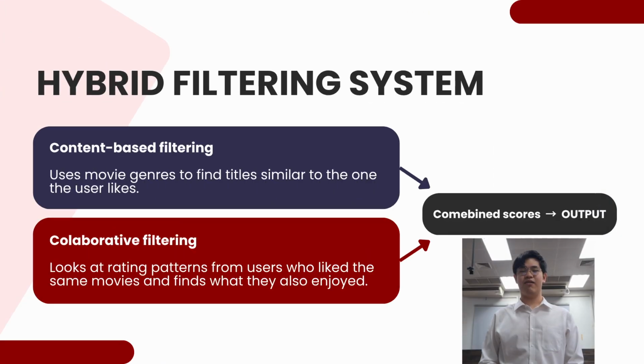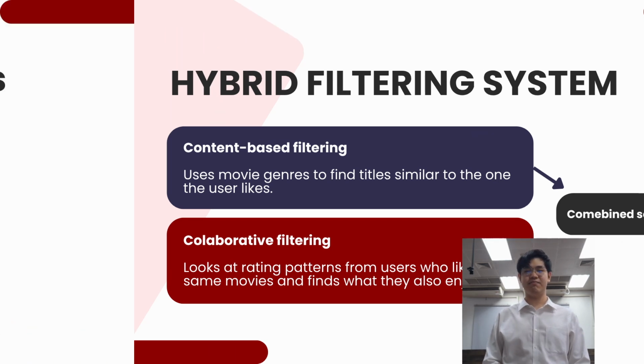Our content-based filtering uses the genre of each movie. For example, if you like Toy Story, the system looks for movies with similar genre combinations. The collaborative filtering checks users who rate the same movies. If many people who like Toy Story also like Toy Story 2, the system learns these patterns. Finally, the hybrid system adds the scores from both methods to generate stronger recommendations.